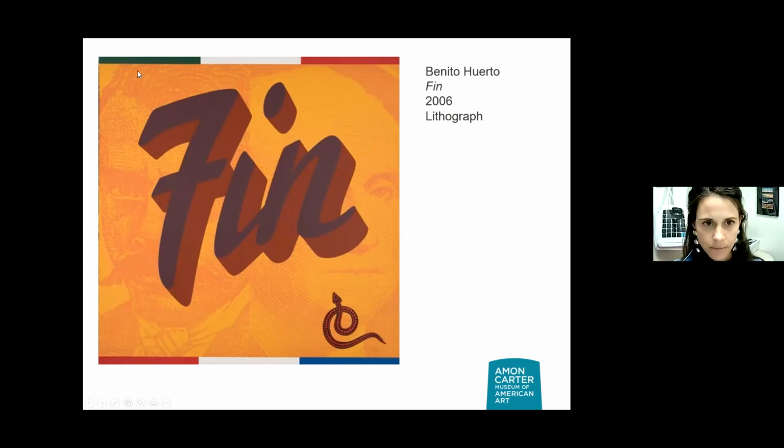You see this down here? The snake. This is the artist's kind of signature inclusion. He adds the snake to a lot of his artworks. It has no real significance in this artwork, just that he includes it in his pieces.